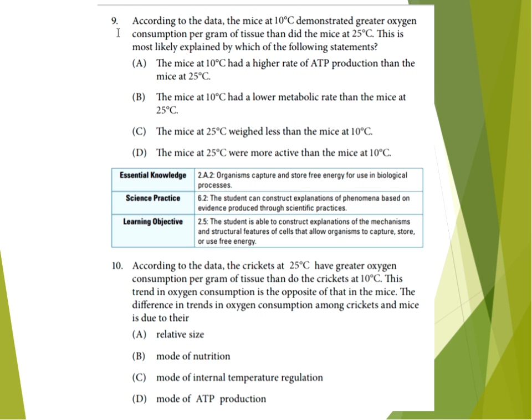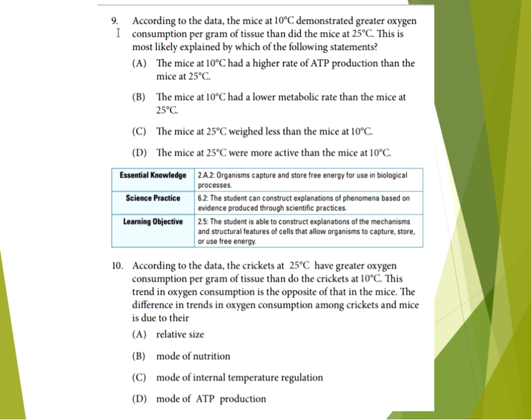So is it A, the mice at 10 degrees Celsius had a higher rate of ATP production than the mice at 25 degrees Celsius? So if they had a higher rate of ATP production, that means that they are using a lot of energy, or needing a lot of energy. So the 10 degrees would need more energy than the 25. All right, let's think about that.